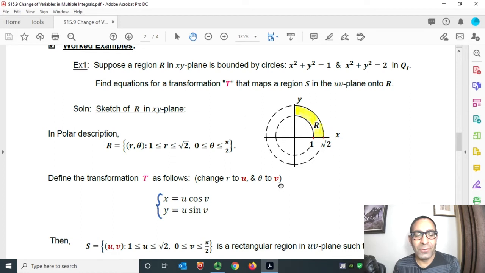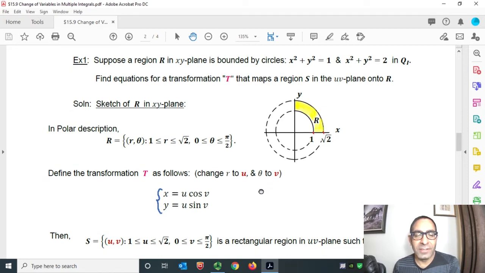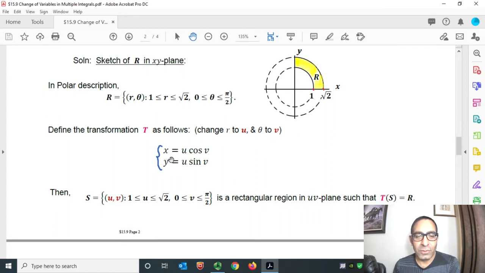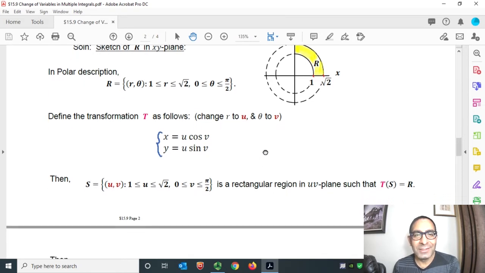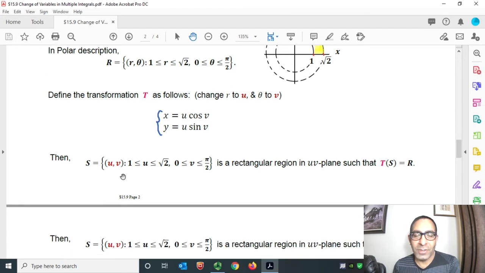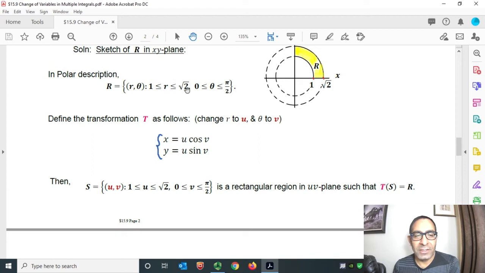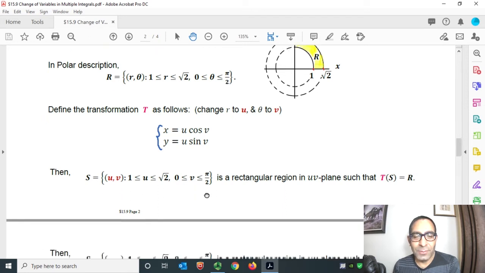So now this gives us an idea. Now we need to find a region in the uv plane, just as we are finding a region in the r theta plane. So let's define the transformation in this way: x equals u cosine v and y equals u sine v. Here in polar representation, x equals r cosine theta, we are putting r equals u and theta equals v. Similarly, in y equals r sine theta, we are putting r equals u and theta equals v. So these are the polar forms. Then the new region in the uv plane is described by these ordered pairs (u, v), where u lies between 1 and radical 2 and v lies between 0 and pi half. And this new region S in the uv plane is simply a rectangular region.